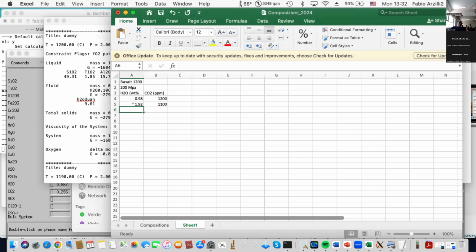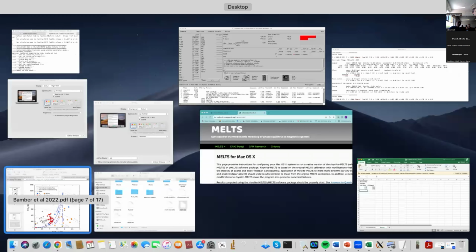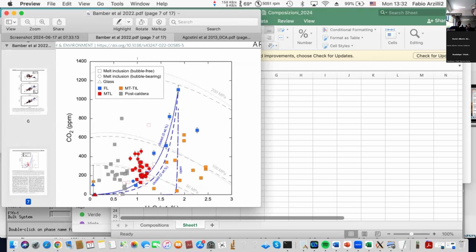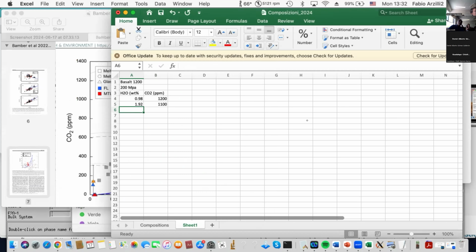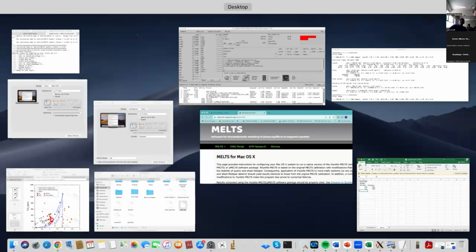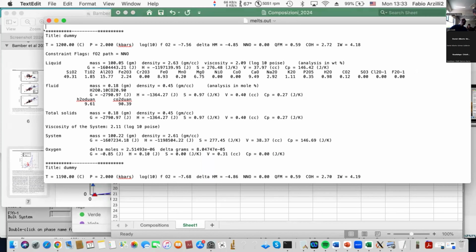What we want to do now is reach 3 weight percent of water and see how much CO2 will be dissolved with it. We expect it will be lower than 1,100. Based on this cube, we are going like this: low water content, higher CO2, and we are decreasing this way. So we close our simulation again.